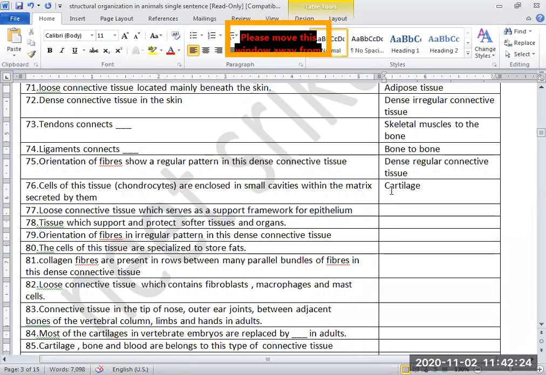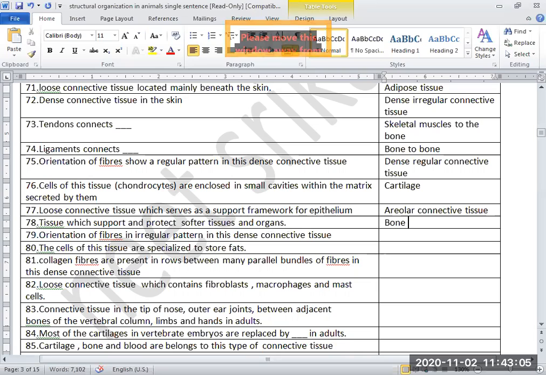Next, loose connective tissue which serves as a support framework for epithelium. Areolar connective tissue supports the framework for epithelium. Tissue which supports and protects the softer tissues and organs in the human body: bone.